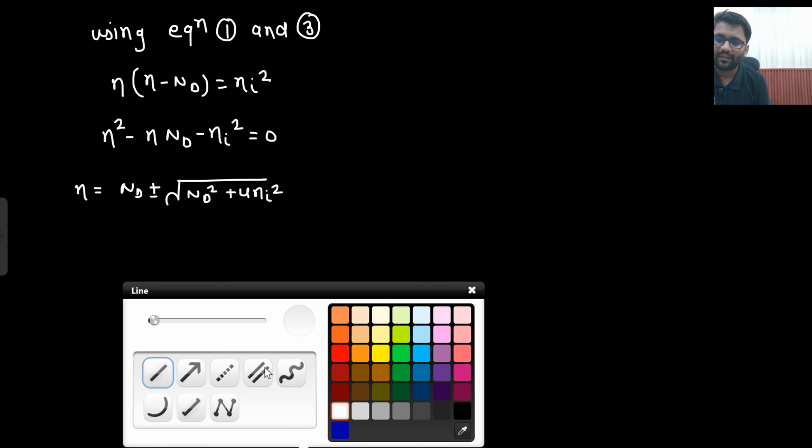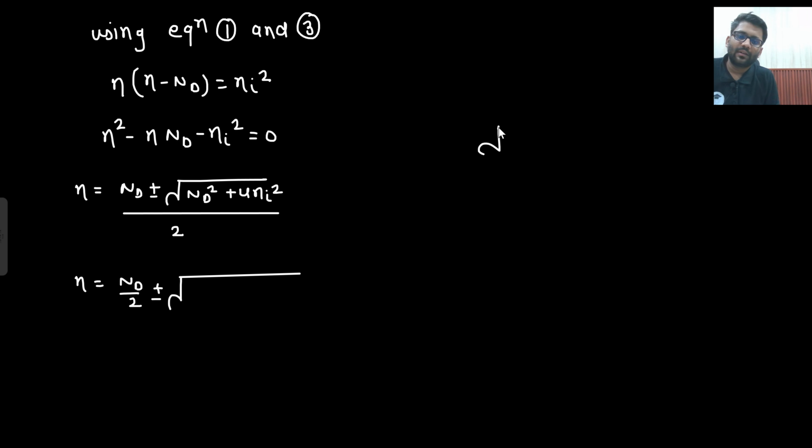So this is the quadratic equation, minus b plus minus under root b square minus 4ac divided by 2a. So better I can write it in this manner: nd by 2 plus minus under root. Look, I have written under root 4 by 2. What will be the value? Under root 4 is 2, 2 by 2 will be 1.